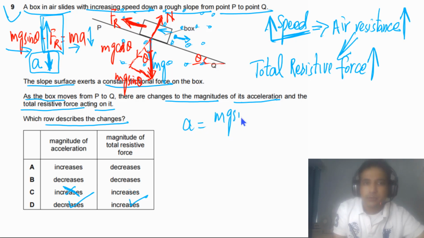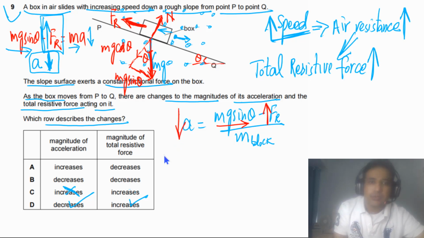So acceleration is equal to mg sine theta minus Fr, divided by the mass of the block. As this is constant, this quantity is not changing, but this quantity is increasing, so it means this has to decrease. So that's the reason the answer for this question has to be D.